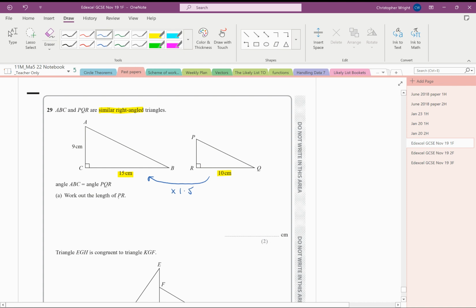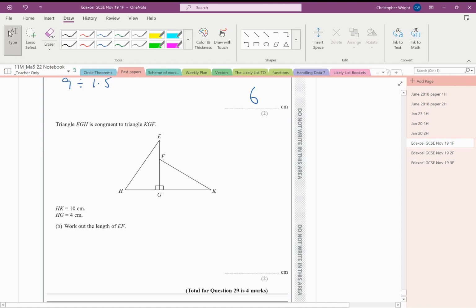Work out the length of PR. Well, AC is 9 and I need PR. So I'm going the other way, so I'm going to divide by 1.5. So you need to do 9 divided by 1.5. Because we haven't got a calculator, it's probably simpler to think, what would I multiply by 1.5 to get 9? And that gives you the answer, 6.